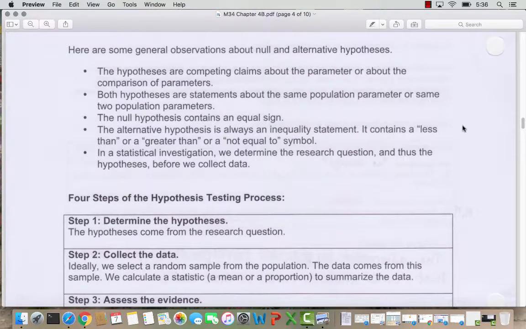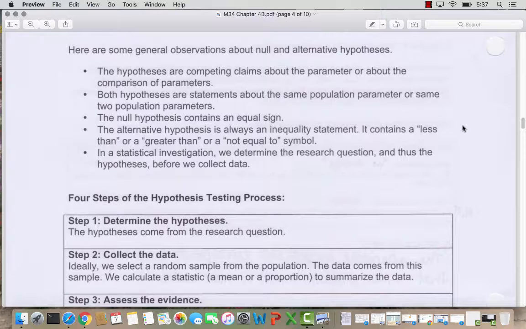So here's some general observations about the null and alternative hypotheses. They are competing claims, so they can't both be true at the same time. And they're about the population parameter. So when we say the mean equals 12 units is our null hypothesis, then the alternative hypothesis that the mean is greater than 12 units is a competing claim because you couldn't have both equal and greater than 12 units for your population mean. They're both statements about the same population parameter. So they're both talking about that same population mean units of California Community College students and LMC students.